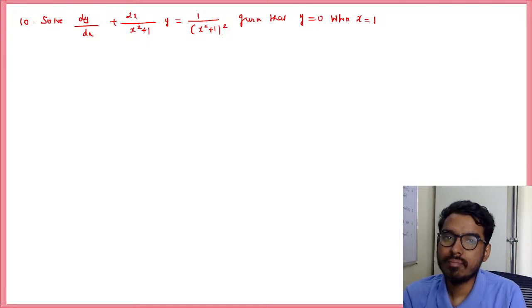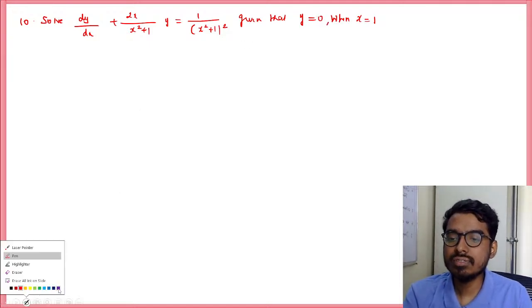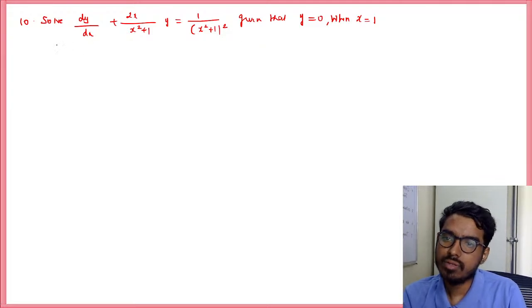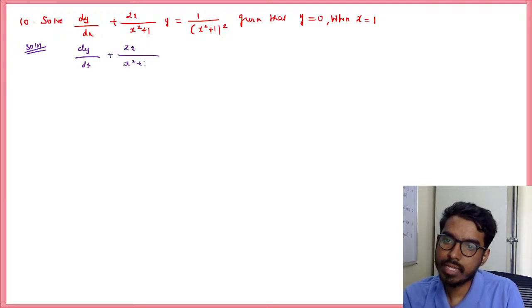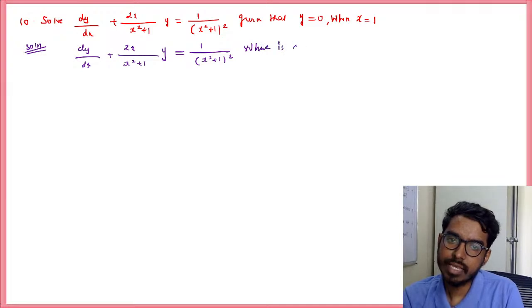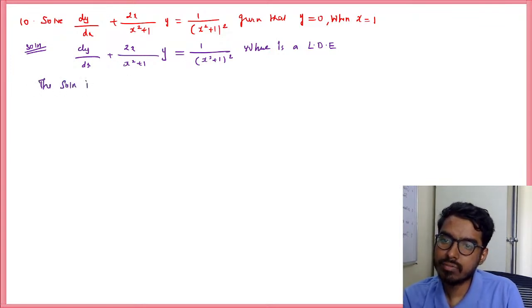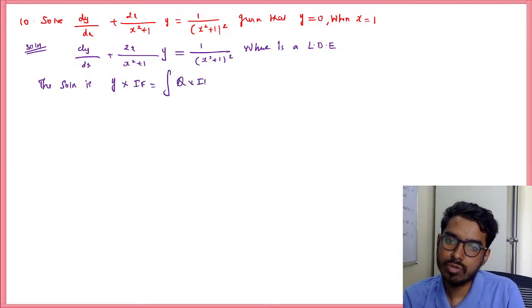This is given just to find out the value of the arbitrary constant, right? Okay. So solution. So we have dy by dx plus py, so 2x by x square plus 1 into y is equal to 1 divided by x square plus 1 whole square, which is a linear differential equation, right? dy by dx plus py is equal to q. The solution is given by y into integrating factor is equal to integration of q into integrating factor dx plus c.